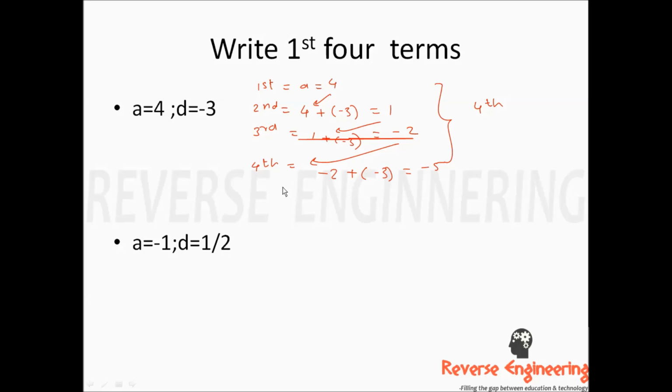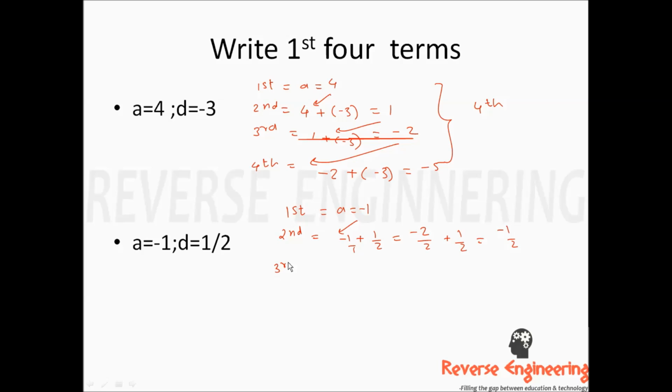Now we'll do the second one in this. Suppose A is the first term, that is -1, and D is 1/2. To find out the second term, I need to copy down the first term, -1. I need to add the common difference to it, which is 1/2. So if you take the LCM, it will be -2 upon 2 plus 1/2. The answer will be -1/2, which is the second term.